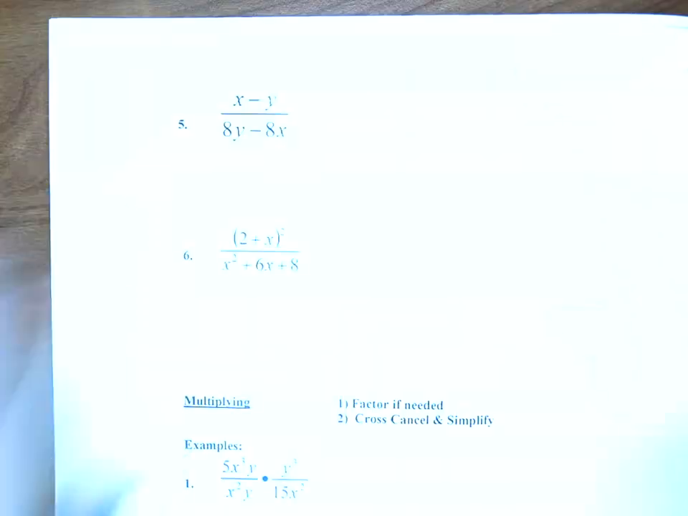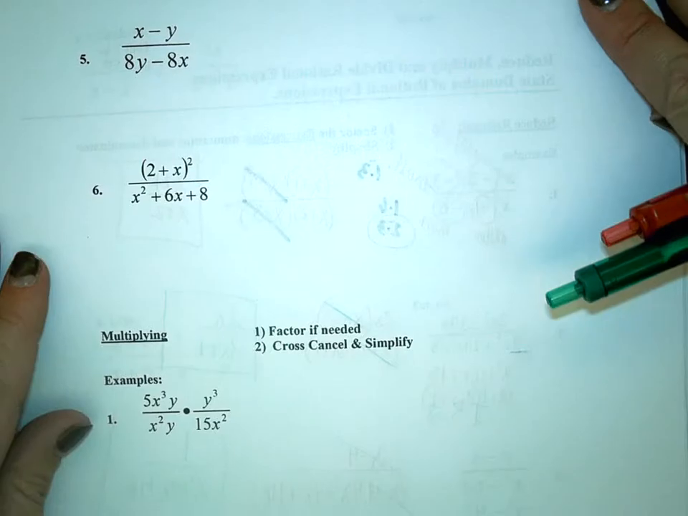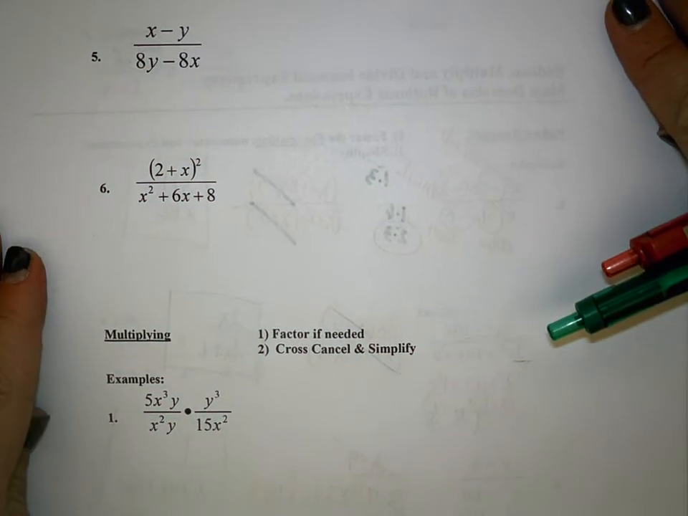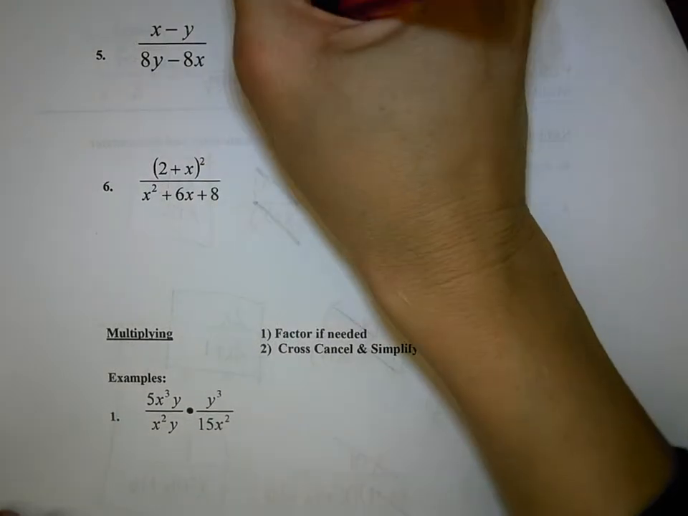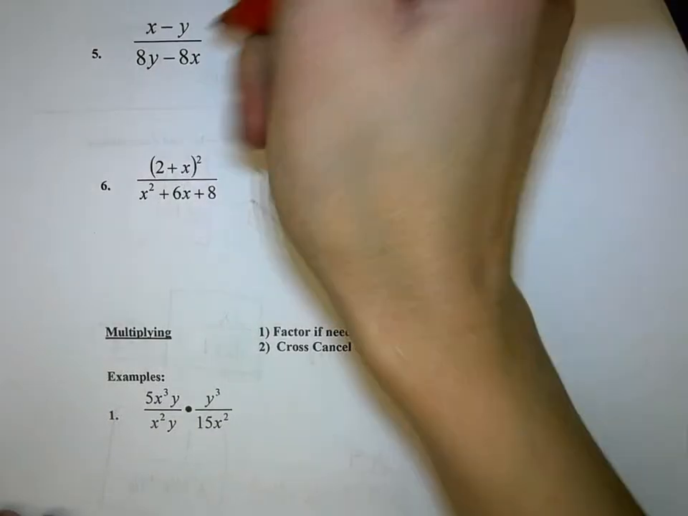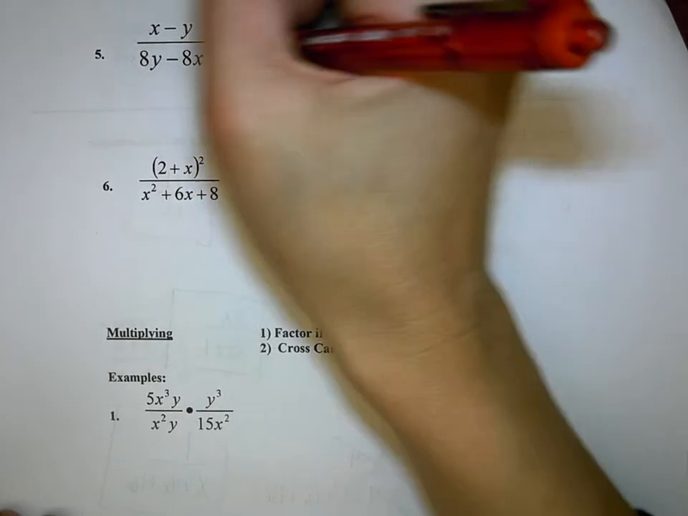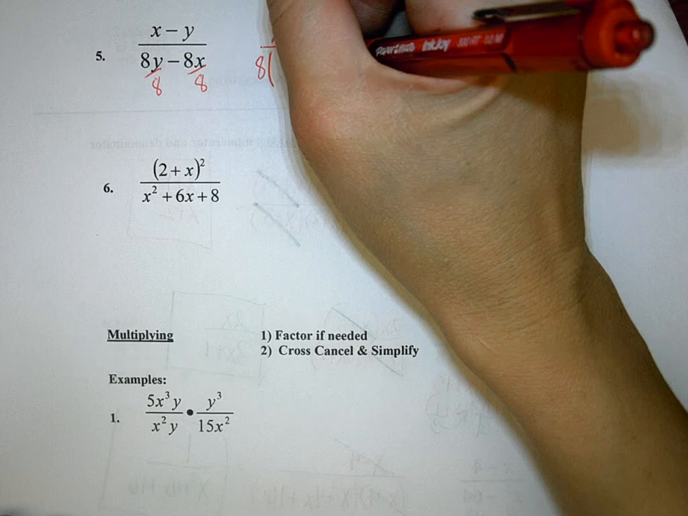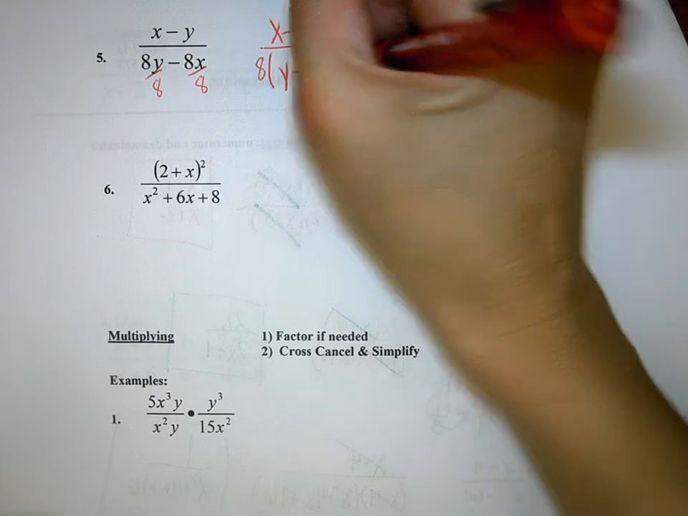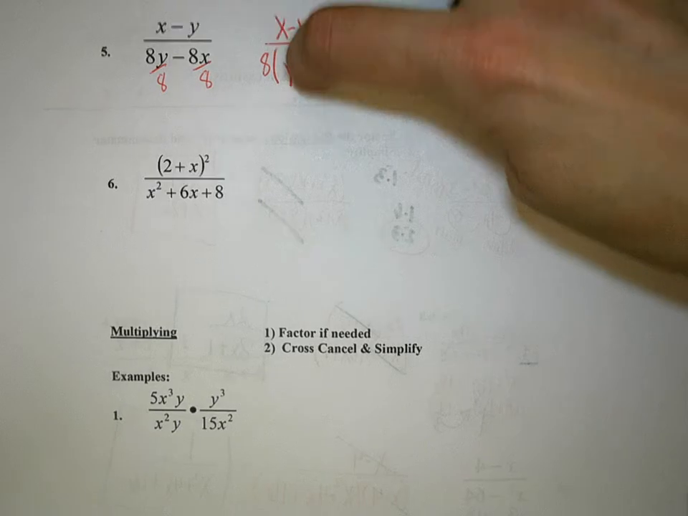Okay, example 8. Can I do anything with the top? No. Okay, on the bottom, can I factor anything out? Okay, so we can take out a GCF of 8. And when I divide each of these by 8, what am I left with? Okay. That's not right. Are these exactly the same?